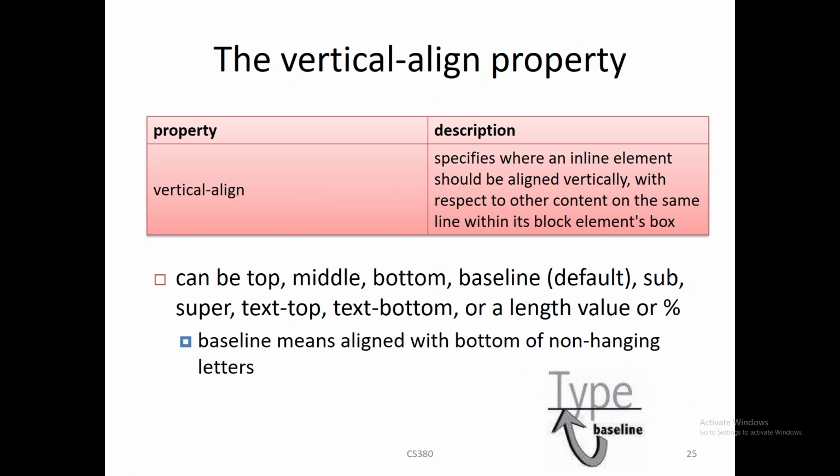Vertical align also affects the inline elements. It will not affect the block elements. I can set the vertical align property of the container block, and it will change the alignment of the inline elements. I have 4 different values: top, middle, bottom, and the baseline. Baseline is this line that goes through this text. It's not the bottom of the text. You can see that some letters stick out of this baseline, and this is the default value.